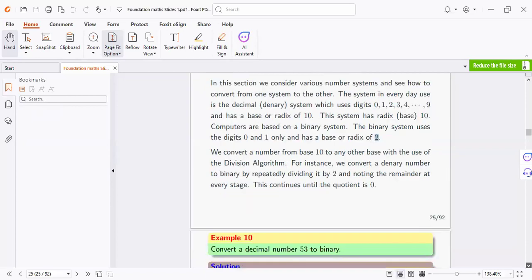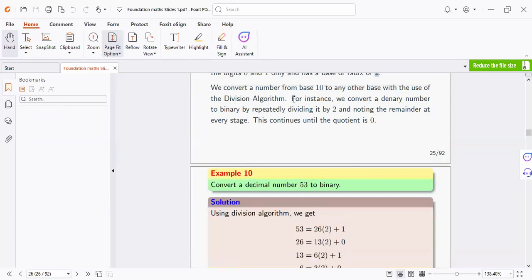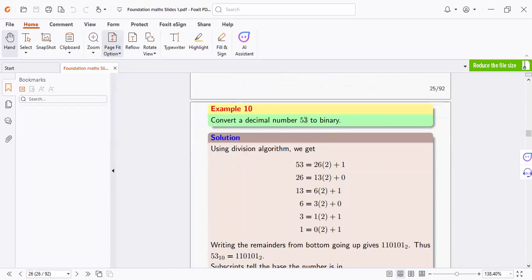I've said to convert: if the base is 10 and we want to convert to base 7, then we use the division algorithm. We divide by 7, noting the remainder at every point, and then write those remainders. I've begun by converting this decimal number to base 2, to binary. Binary means base 2. So I divide this number by 2 and note the remainder.